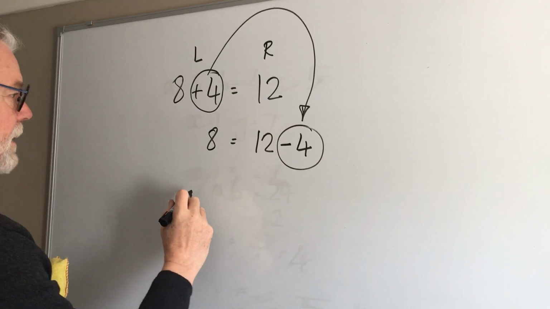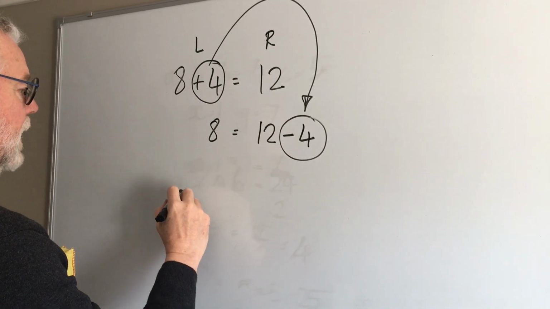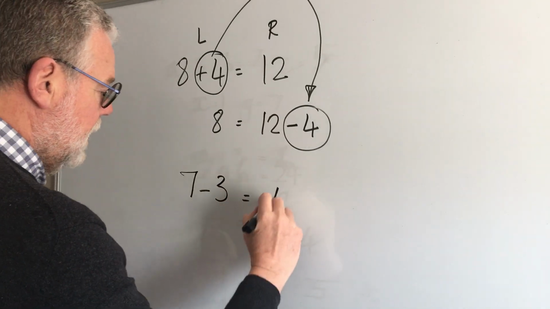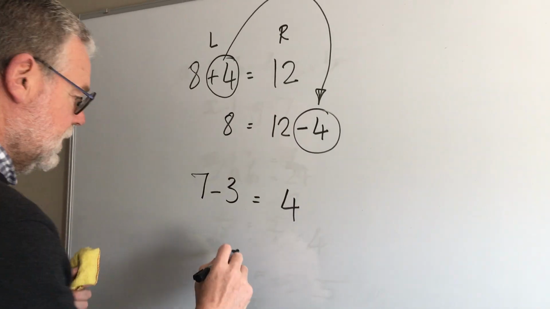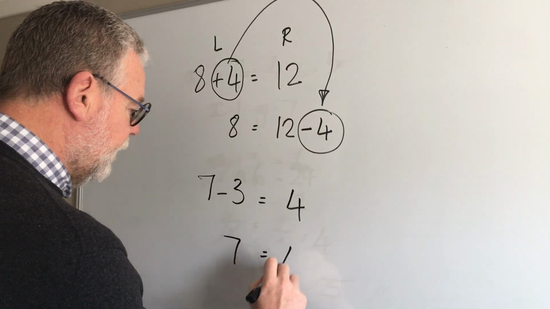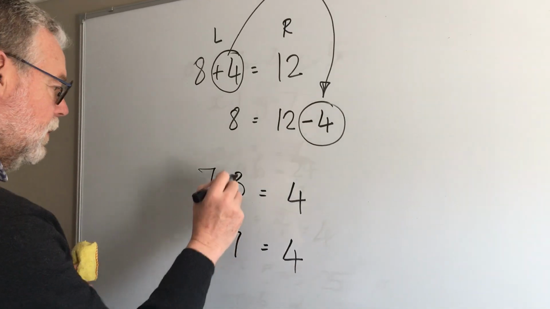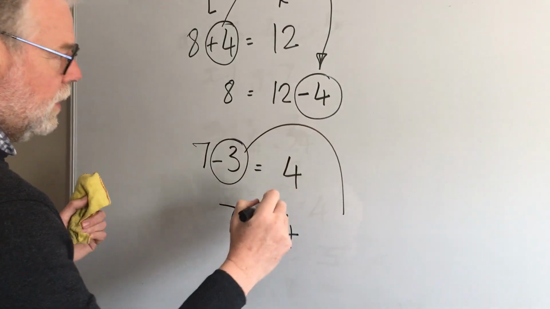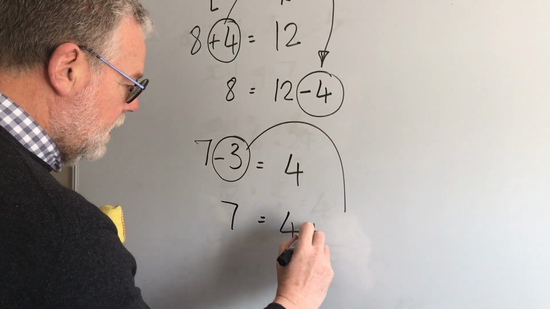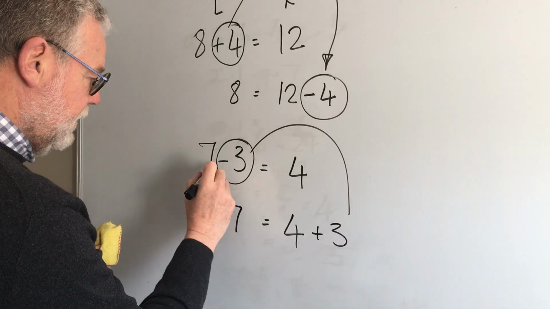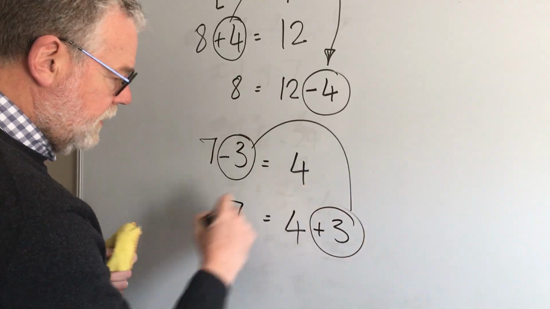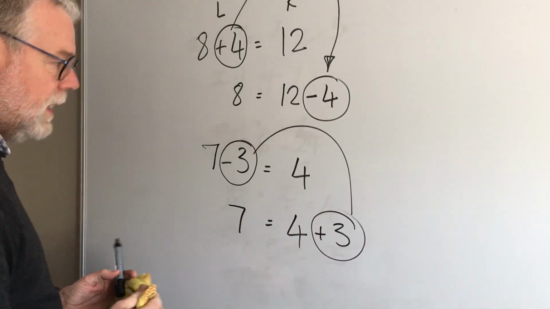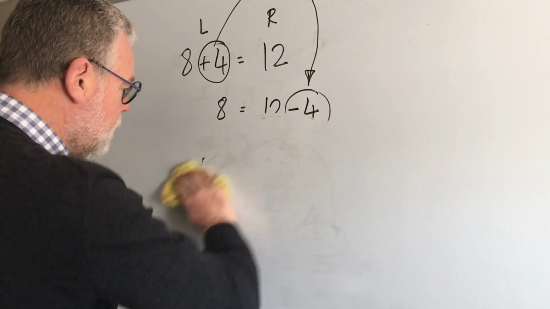Let's have a look at another example. So this time, if we had 7 take away 3 equals 4, it's now balanced. 7 equals 4, it's no longer balanced, but what we can do, let's change the side. And so what do we do? We change the sign. So instead of -3, it now becomes +3. Is it balanced? Yes, it is. 7 equals 4 plus 3. Let's have a look at 2 more examples.